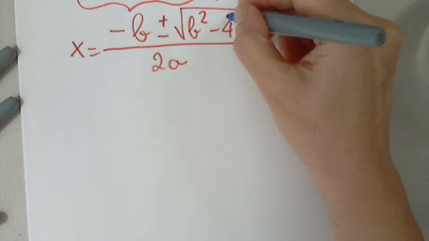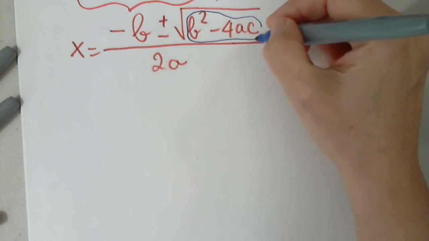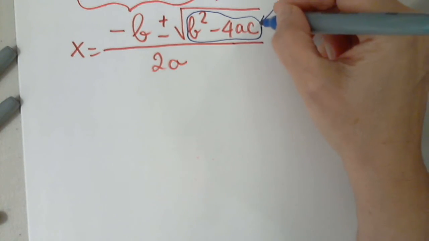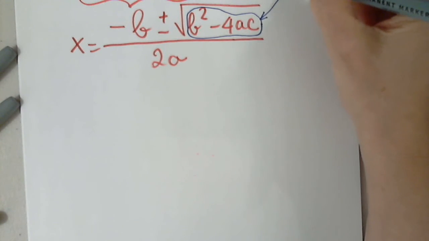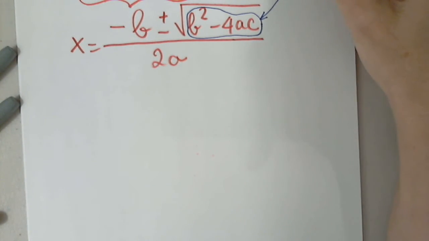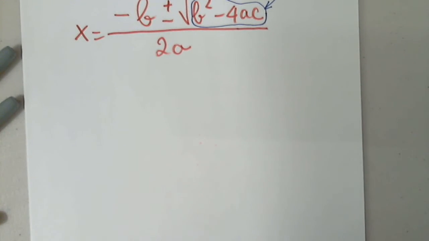This, not the square root, just this piece, has a name. It's called discriminant. I don't have enough room. Sorry about that. Discriminant. We're going to talk about it in a moment. So let's look at an example.